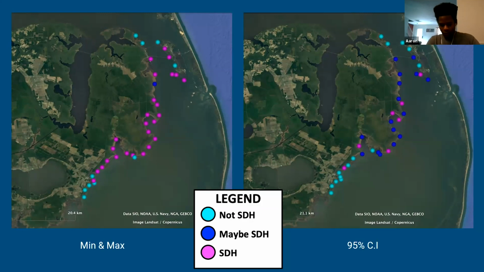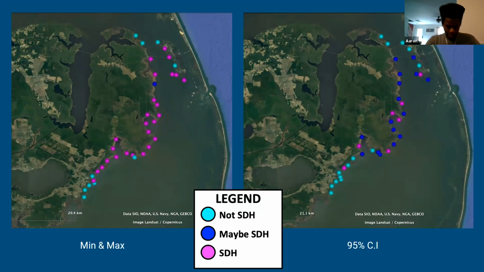And so why are there 2 maps? Let me get into it. So for the min and max on the left, you could say this is a more liberal interpretation of where we believe SDH to be or not, with less restrictions on what is and what's not. And so that's why you see so many of these pink dots that determine SDH presence. On the right, there's a 95% confidence interval, which would be more conservative, more strict.